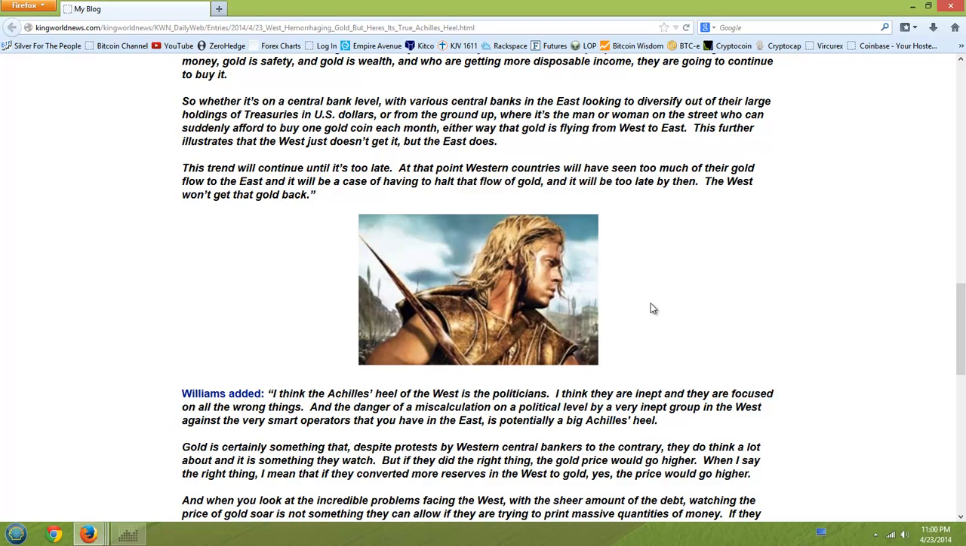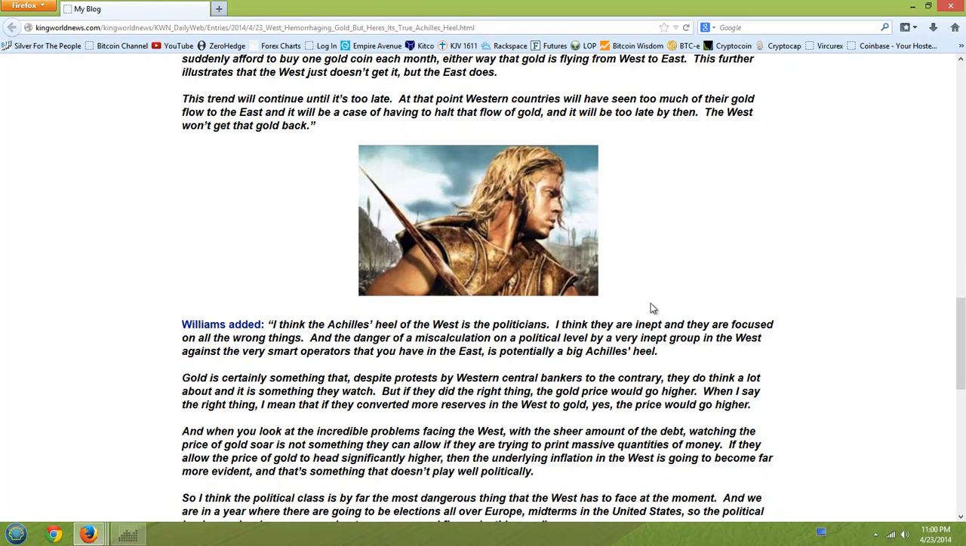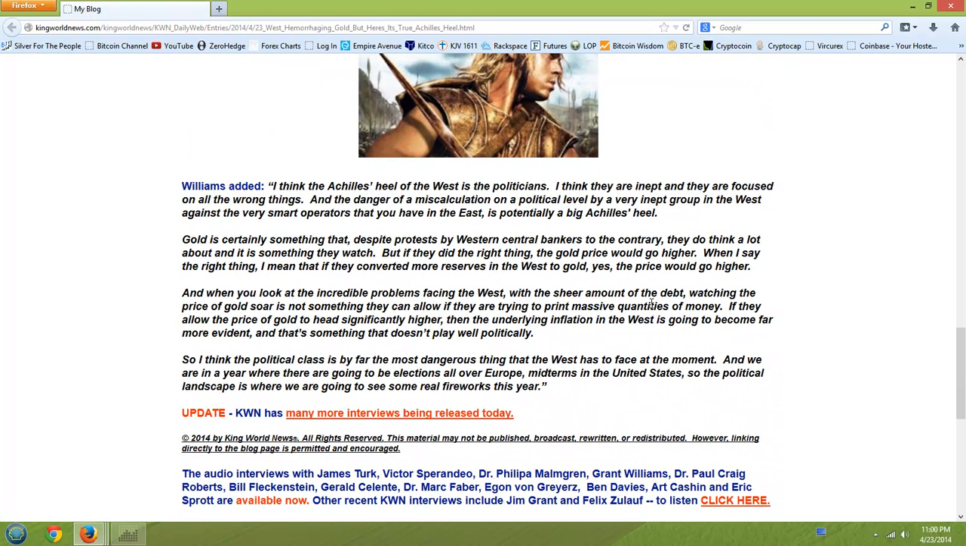This further illustrates that the West just doesn't get it, but the East does. This trend will continue until it's too late. At that point, Western countries will have seen too much of their gold flow to the East, and it will be a case of having to halt that flow of gold, and it will be too late by then. The West won't get that gold back.